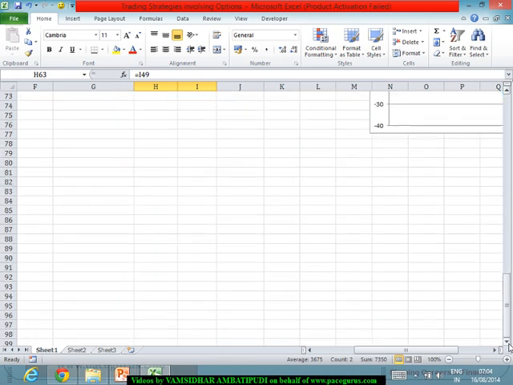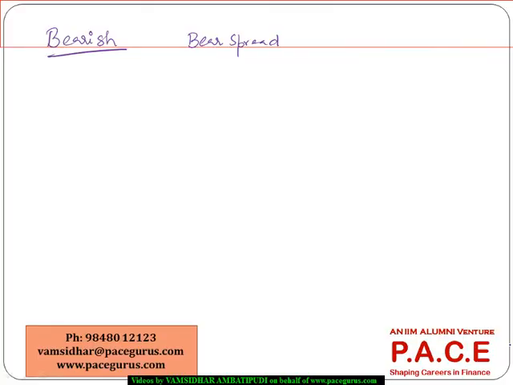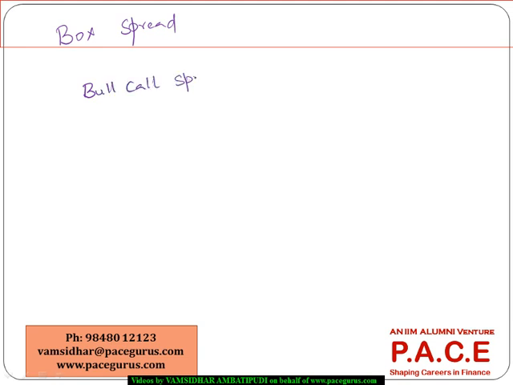And then we'll move on to the other kind of spread strategy, which is typically called the box spread strategy. Very interesting one. When we talk about a box spread, we combine a bull call spread with a bear put spread.